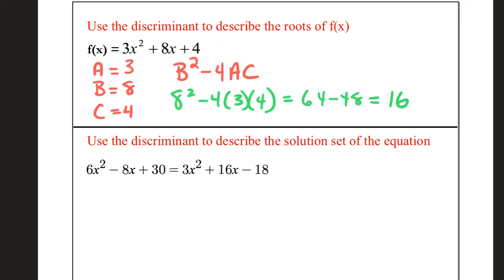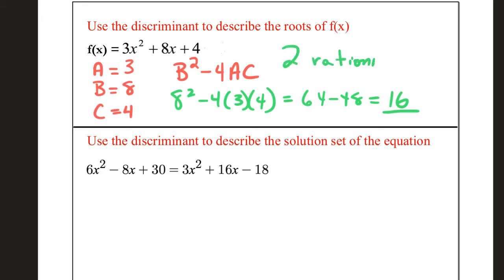So remember, 16 has nothing to do with the answer. We're just observing the characteristics of that number. So 16 is positive, which means there are two roots. Furthermore, if we go on the last thing we talked about on the last slide, 16 is a perfect square, which means we'll have two nice answers for this. Not a great math term. We'll have two rational roots, two rational solutions to this.